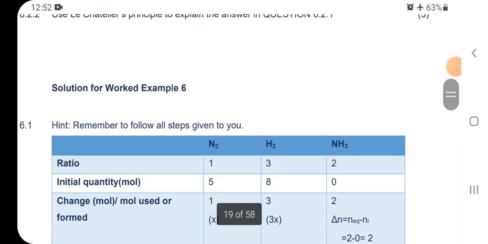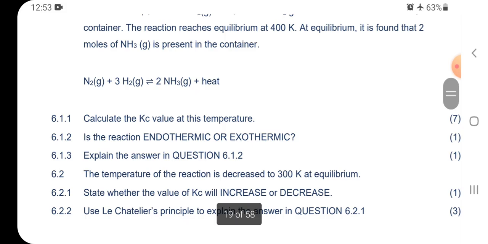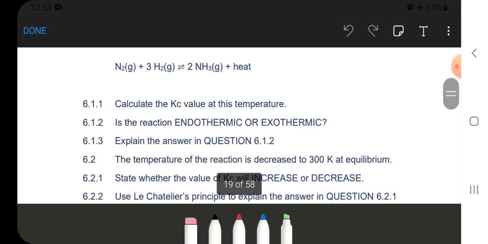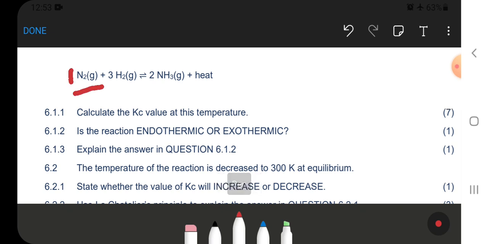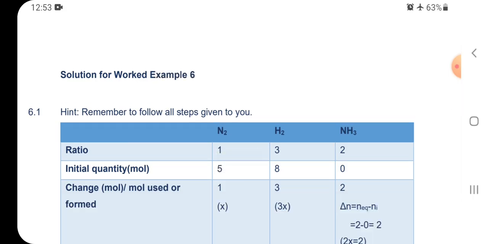So for the ratio, what you're going to write is the coefficients. The coefficient of N2 is 1, there's nothing there. Of this one it is 3, which is this 3 here, the coefficient of H2, and then this 2 here is the coefficient of NH3. So that is exactly what we will write as the ratio. And then initial quantity, we're writing moles.